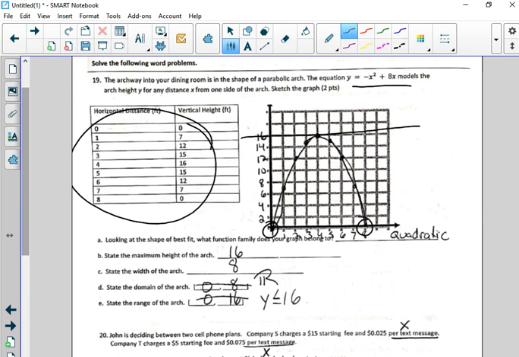The domain, actually the original answer was fine. It is from 0 to 8 because it's stopping there. It's not going on forever with arrows. So it actually is 0 to 8. And the range, we did it differently. y is less than or equal to 16. Technically, it is 0 to 16 because it has an ending point. So this is technically right, but we would accept the other one.